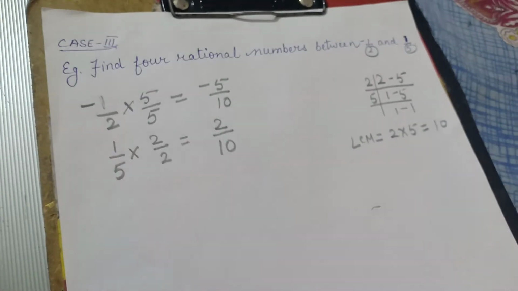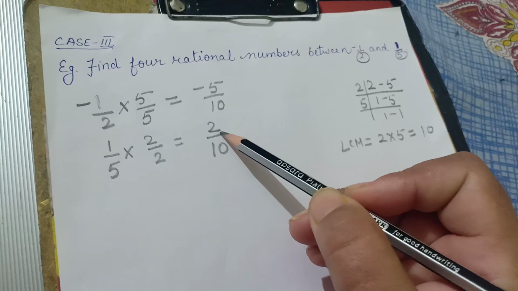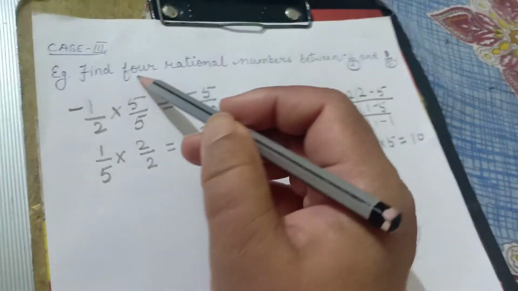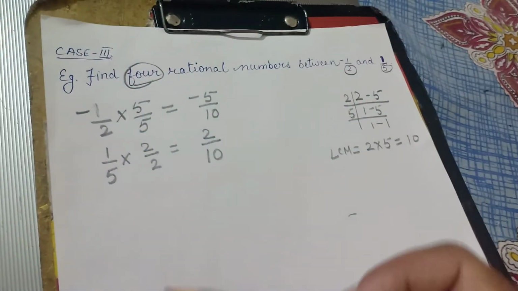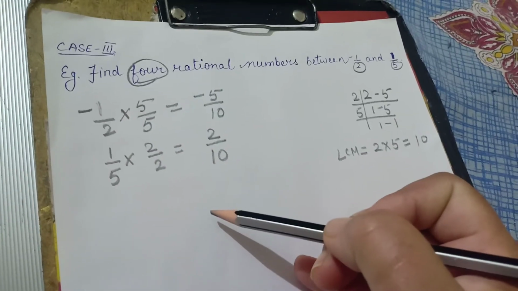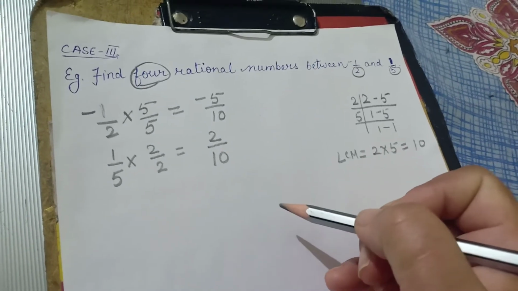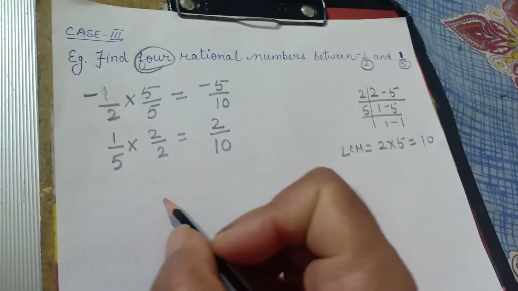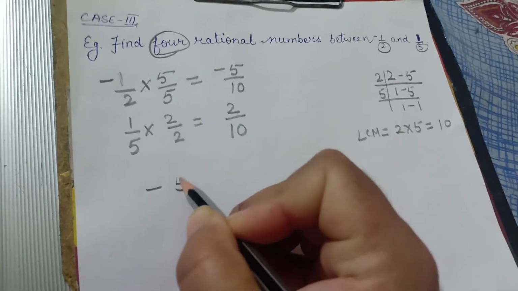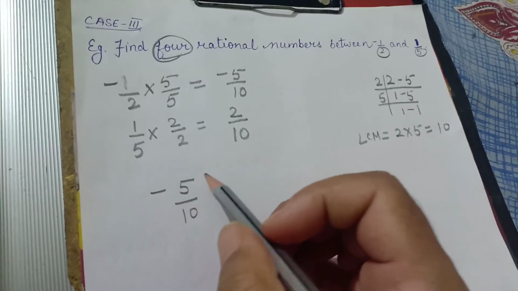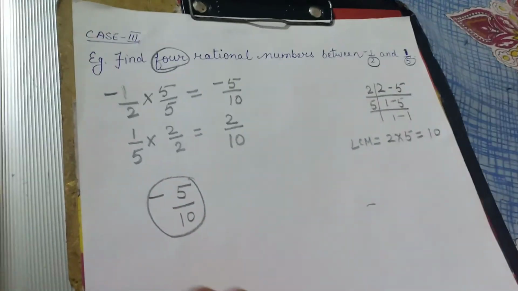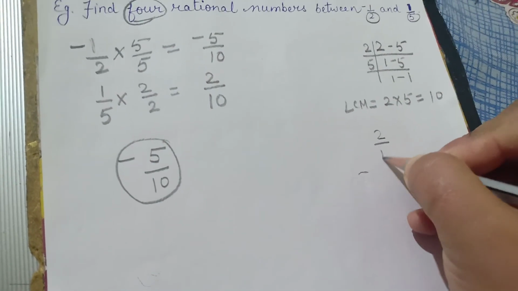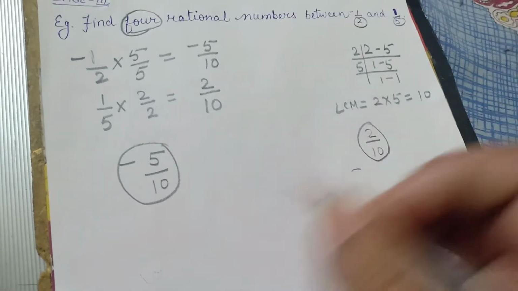Now, here we can see one is minus 5 and the second one is 2, and because their denominators are same, we can already find 4 rational numbers between them. So if we are already getting 4 rational numbers between them, there is no need to do the second step, that is n plus 1. Already in the first step we will get all the 4 rational numbers. Like we can write the first rational number, because this is negative, on the extreme left. Secondly, we will write this 2 upon 10 on the right side.